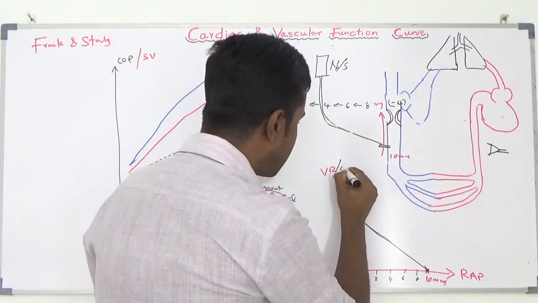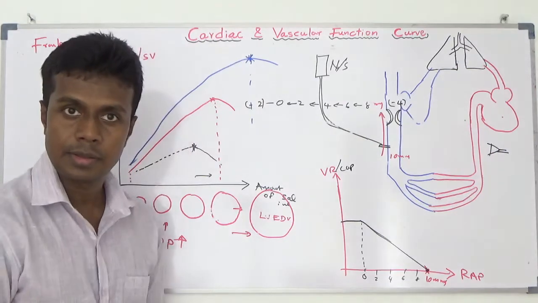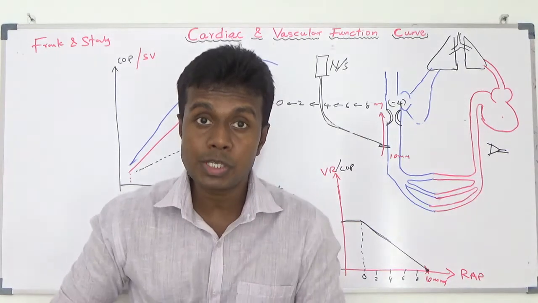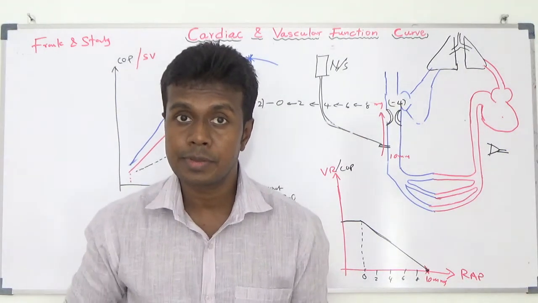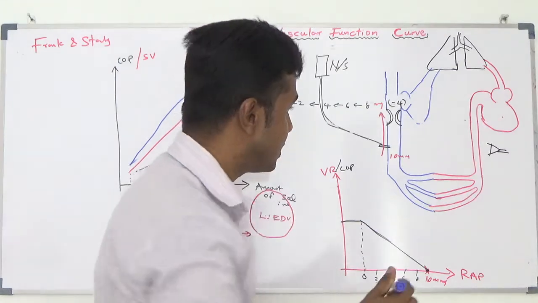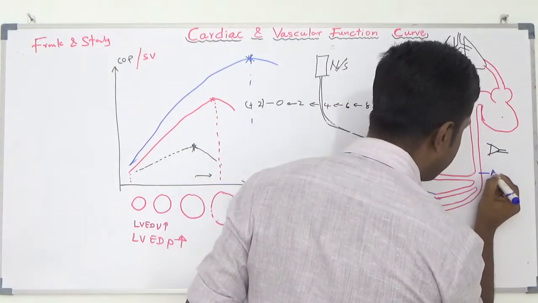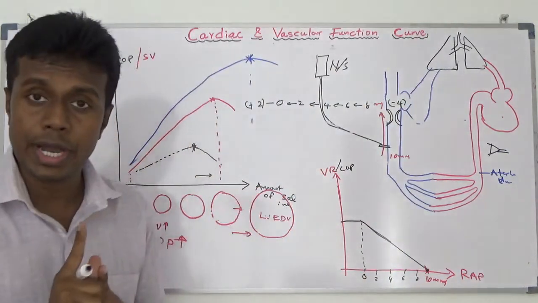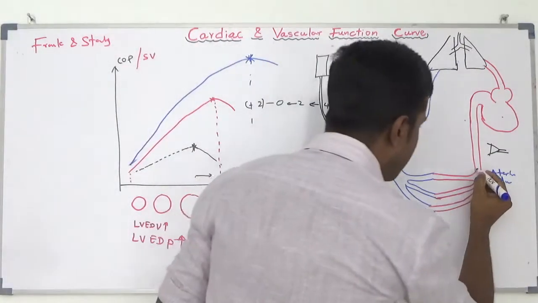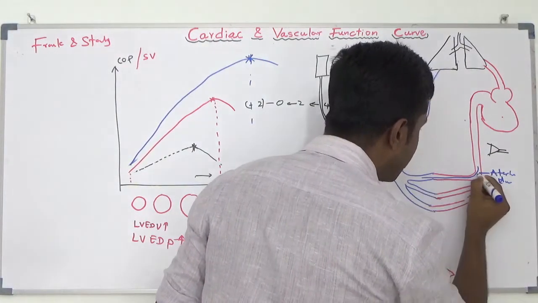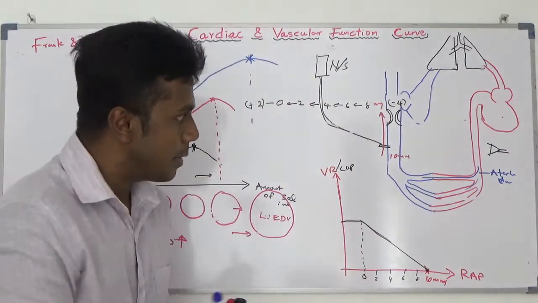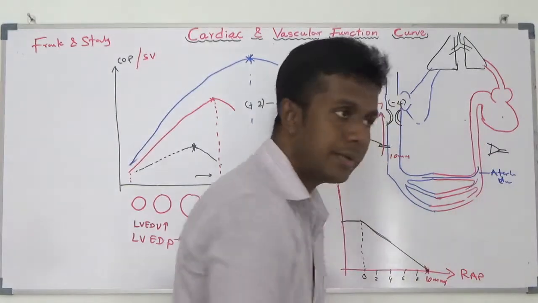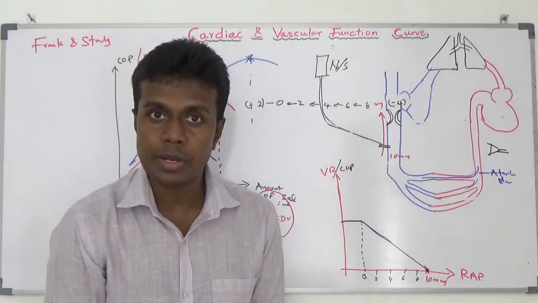For the venous return, you can write cardiac output as well. Now what I am going to do is give vasodilators to this patient. Arterial dilators to this patient. Once I give arterial dilators, blood rapidly comes from here to here because these arterioles dilate rapidly. Blood is rapidly coming from here to here. Your venous return is going to increase.